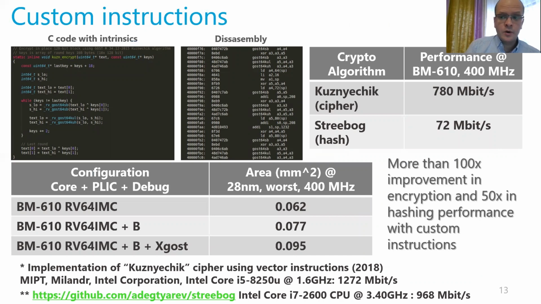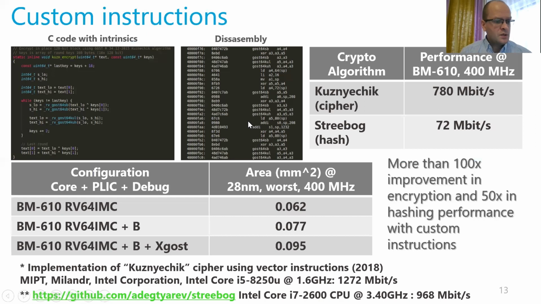Here is a summary of what Cloudbear did to enable acceleration via custom instructions in this case. We added several instructions which significantly speed up execution of the Russian block cipher and hash functions, where hash is actually also part of the digital signature algorithm in these standards. We achieved about 100 times improvement in encryption speed and 50 times improvement in hashing performance using custom instructions, while the core area is still quite tiny.